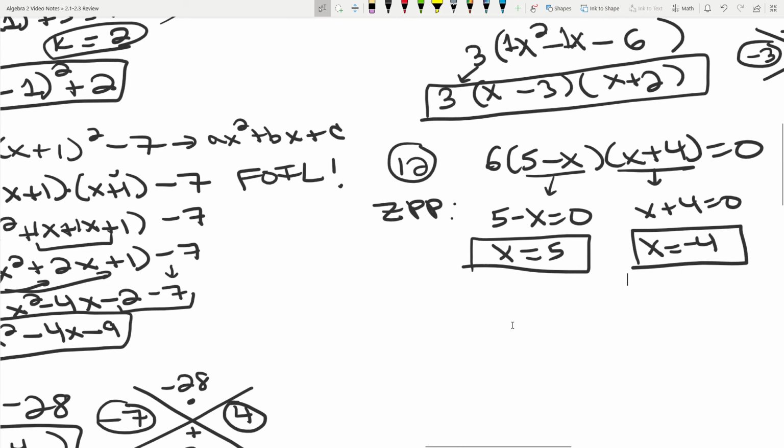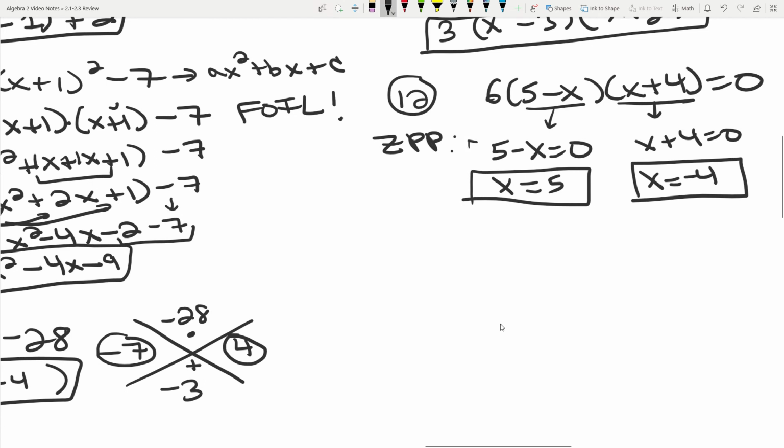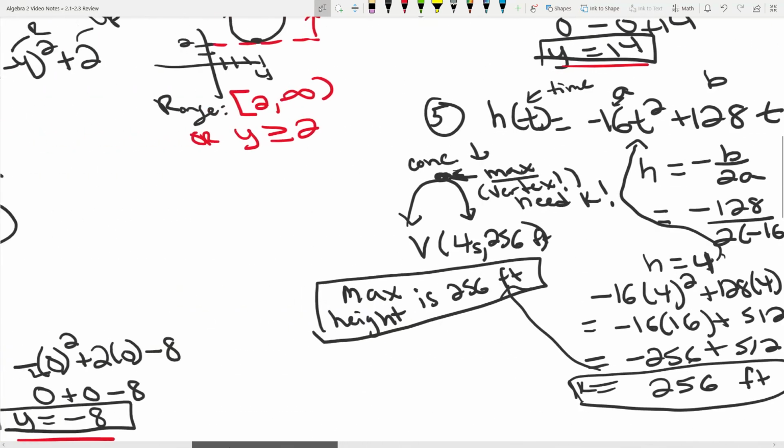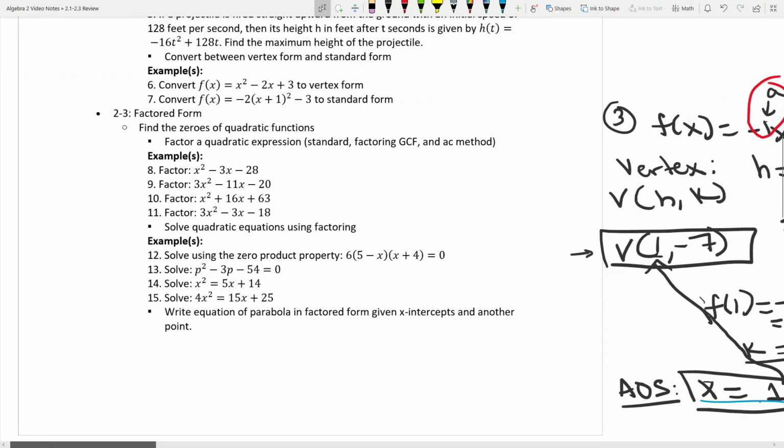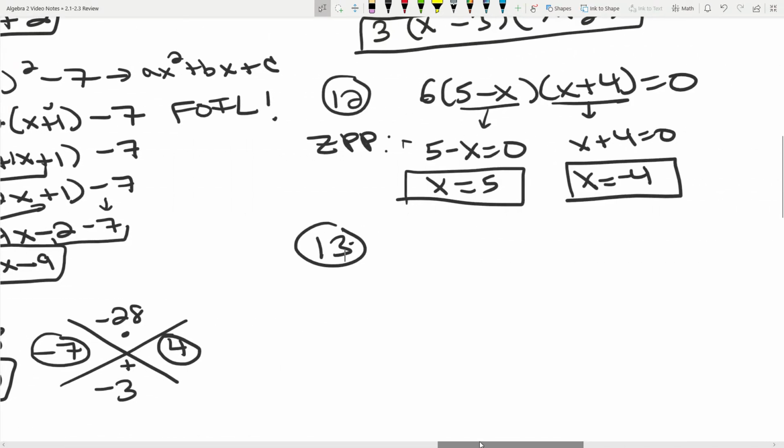Okay, so in this case, we did not have to factor because it's already factored for us. However, that won't always be the case. Sometimes we'll have to factor it. In fact, most of the time we'll have to factor it. So in this case, for number 13, we have p squared minus 3p minus 54, and they want us to solve that.